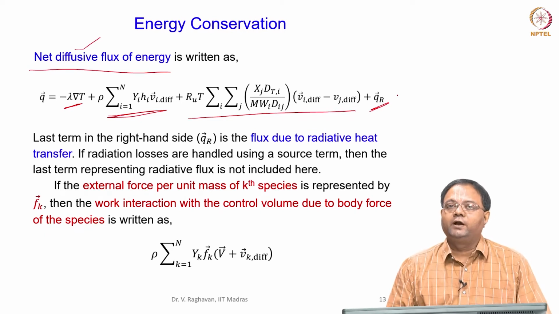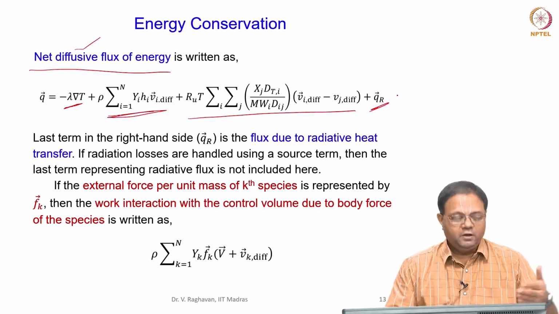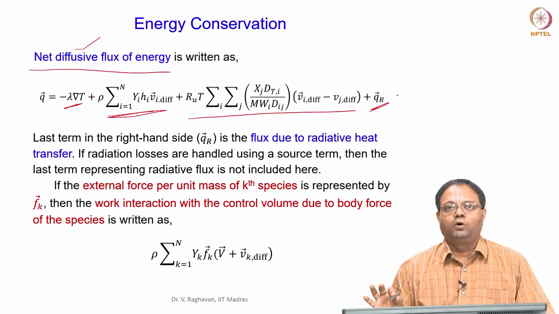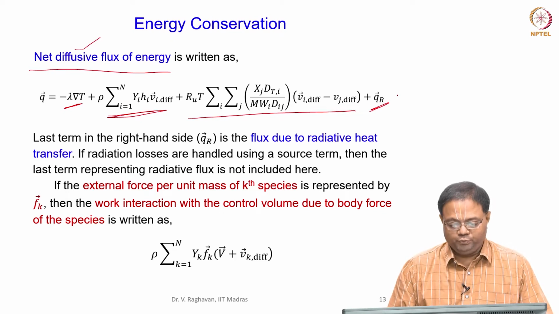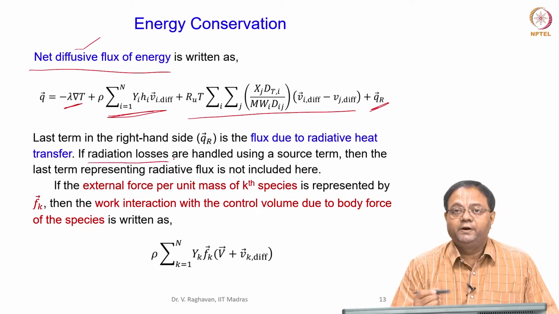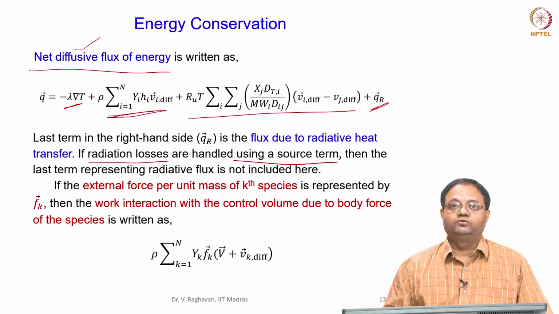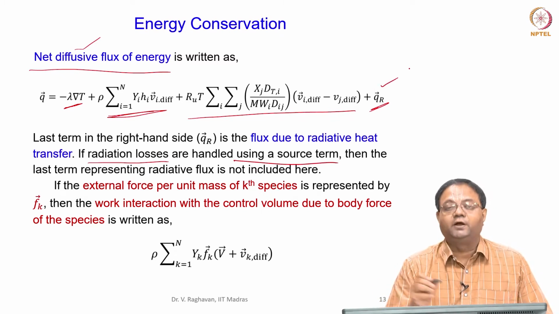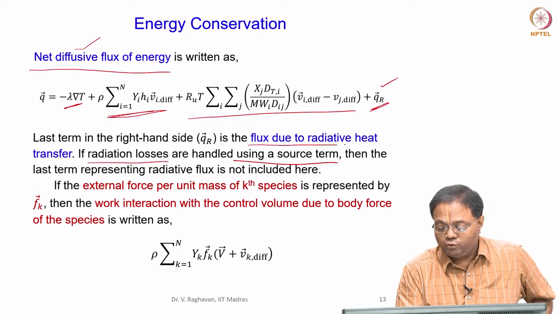Okay, there are two ways to handle radiation. One, we can assume that the radiation flux, that is radiative energy per unit area, enters through the control volume and leaves through the control volume. So, that is the net radiative energy which is transported through the control surfaces into the control volume. Now, we can also handle radiation losses or radiation heat transfer using a volumetric source term. Then you need not add this term here. So, the last term here is the flux due to radiative heat transfer.